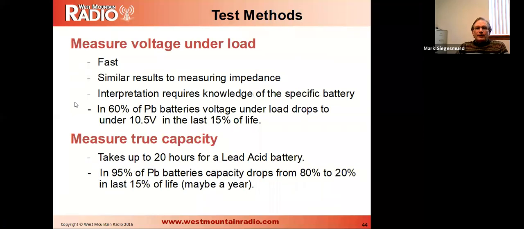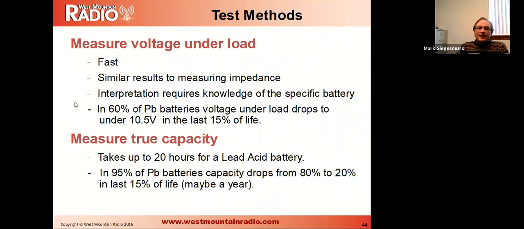There's two popular methods of testing the battery. One is you put a load under the battery and you see how much the battery voltage drops. Essentially, you're measuring the resistance of the battery. About 60% of the time with lead acid batteries, you can tell that the battery is about to die, or it's within its last 15% of life. But it's not 100%. It's not a true picture of what's going on.